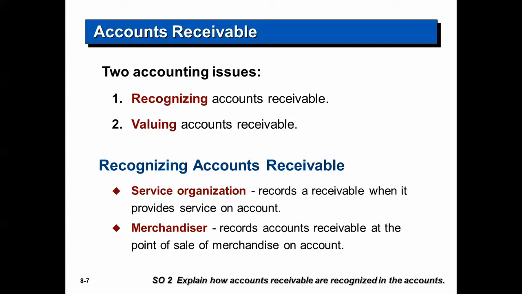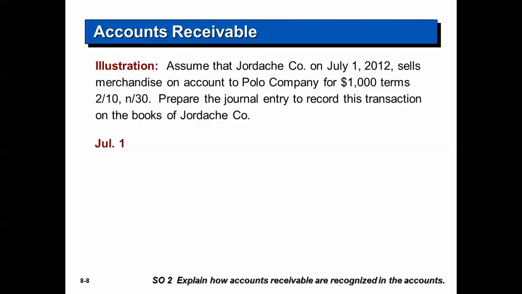So recognizing accounts receivable: in a service organization, we recognize them when we provide the service. If we are a merchandiser, we recognize revenue or recognize accounts receivable at the time we sold the merchandise on account to the customer. Illustration, here we have Gordash Company, 2012, sells merchandise to Polo Company, 1,000, terms 2/10, net 30. You remember what the terms stand for. Prepare the journal entry to record this transaction.